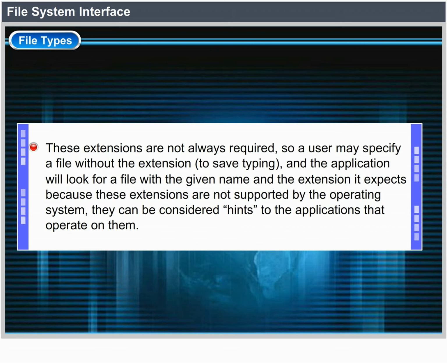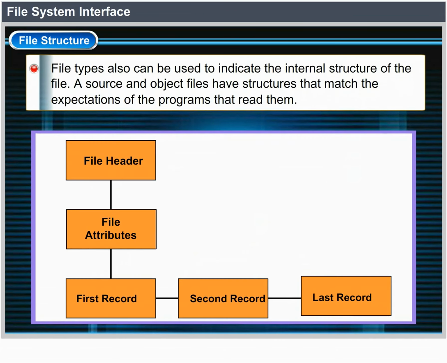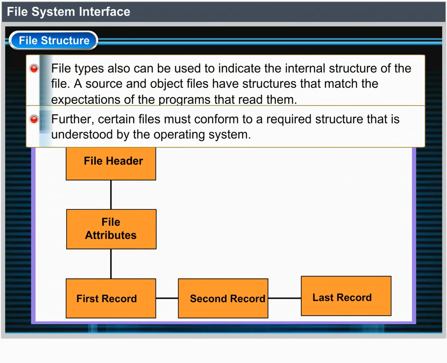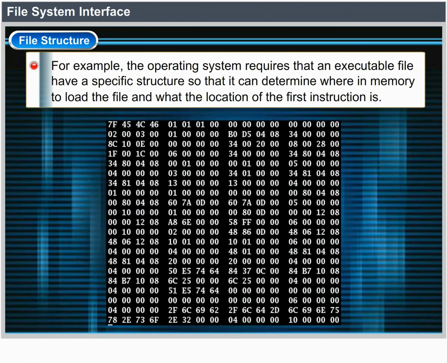File types also can be used to indicate the internal structure of the file. Source and object files have structures that match the expectations of the programs that read them. Further, certain files must conform to a required structure that is understood by the operating system. For example, the operating system requires that an executable file have a specific structure so that it can determine where in memory to load the file and what the location of the first instruction is.